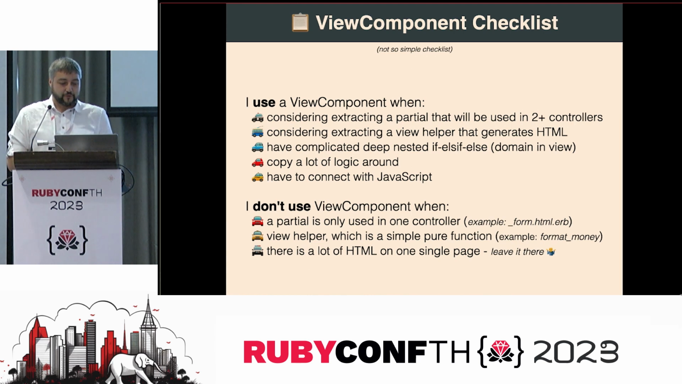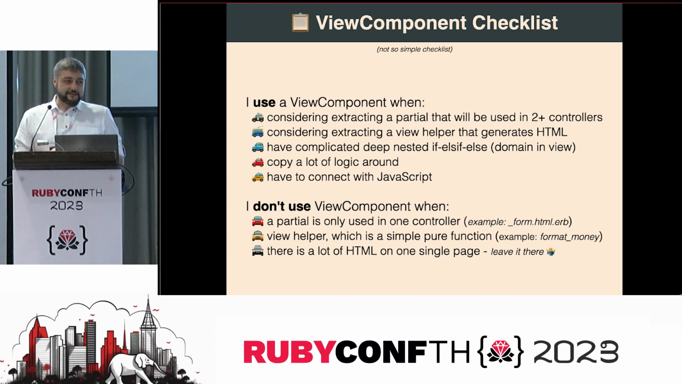When do I not use Vue components? The first place I don't use them is for a partial named underscore form. I think most of you have created an underscore form. It's just a form used in a new and edit action. So if you have a partial that's used in the same controller, it's mostly a form, to be honest, it's just a partial. Or if I have a helper that's just a pure function, an example is format money. My software works with money, so I have a function called format money. It's just a simple function. It gets the money object and renders it in locales and things like that.